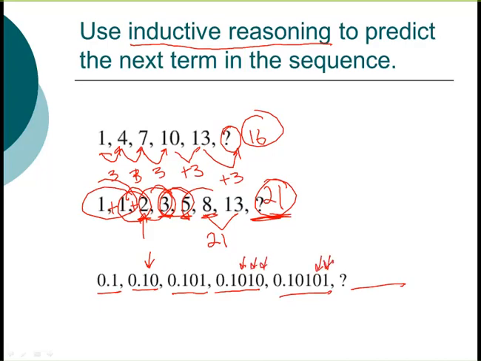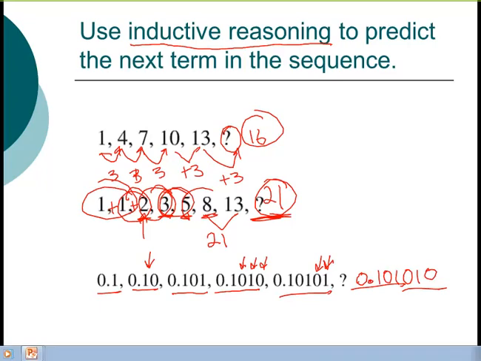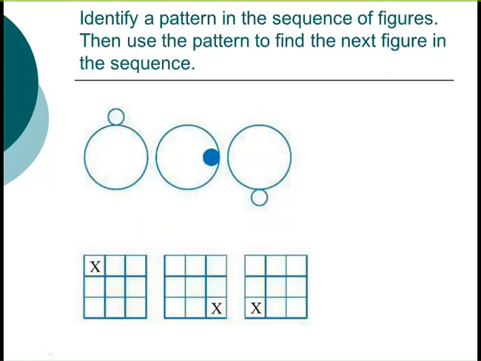So the next one, notice each time you're adding a 0 and a 1. Here we have a 0, and then we added the 1. So here we're going to take 0.101010, and then of course the next one would have a 1 at the end after that. Now we keep doing this type of reasoning on figures.